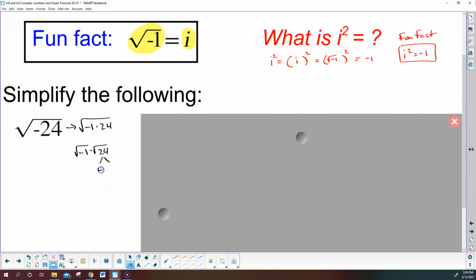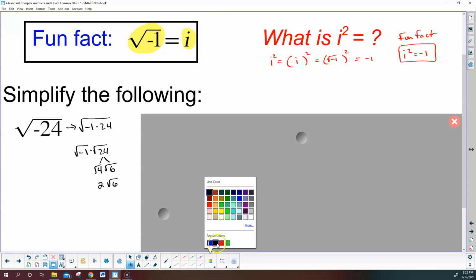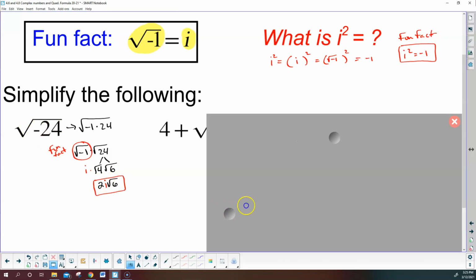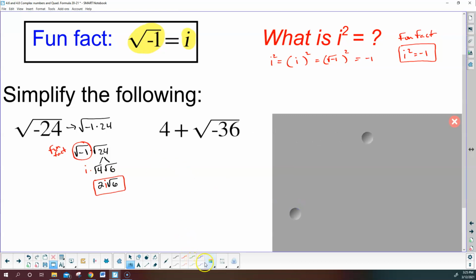Well, I want to break this down into perfect squares. So 4 times 6 is 24. So the square root of 4 times the square root of 6 actually turns into 2 square root of 6. And then this part right here, that's our fun new fact, right? The square root of -1 is i, and then what we usually do is write it right in between the real part and the radical. So the square root of -24 reduces down to 2i square root of 6.